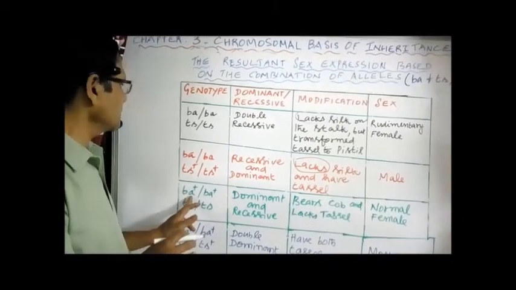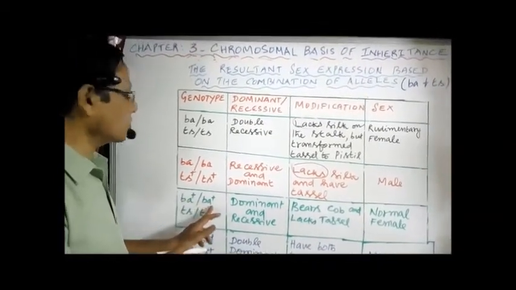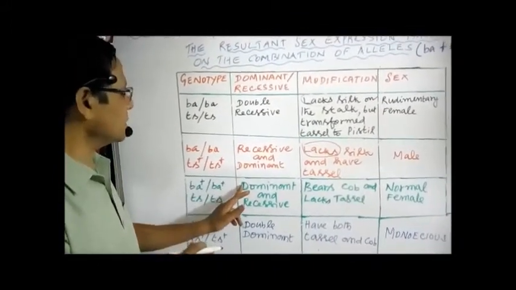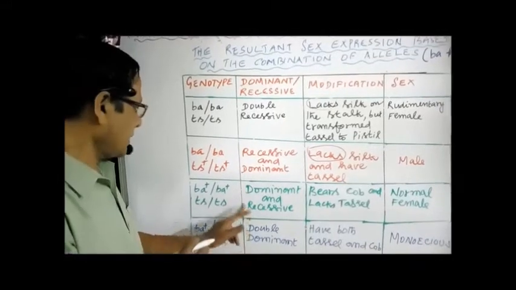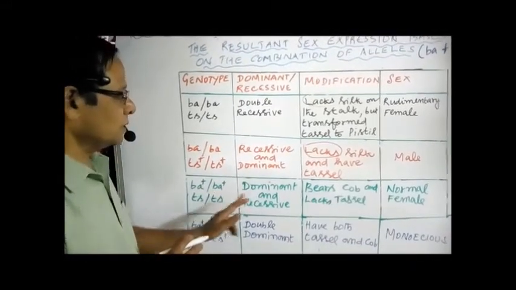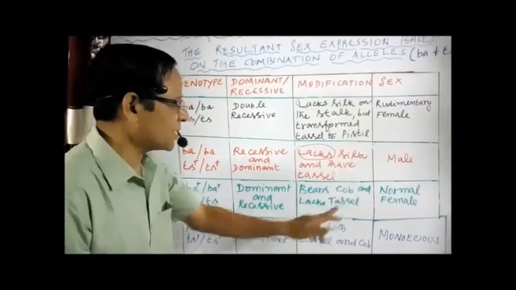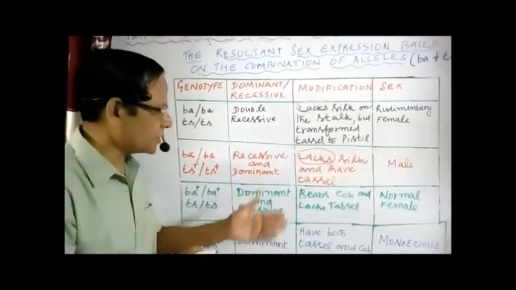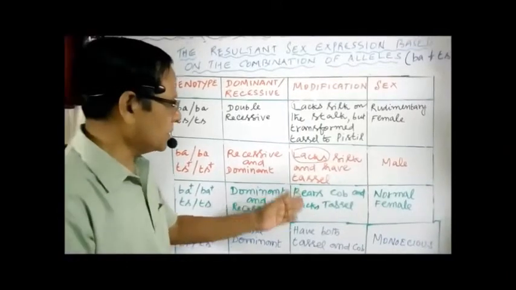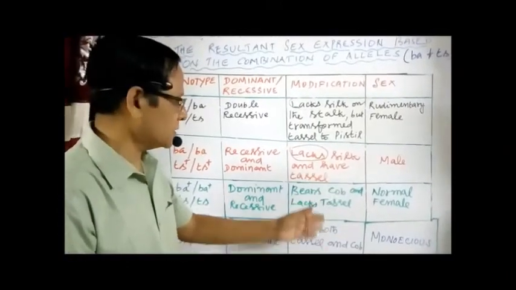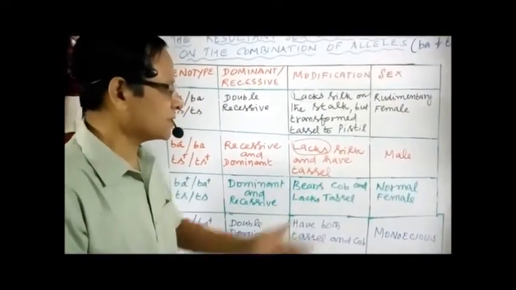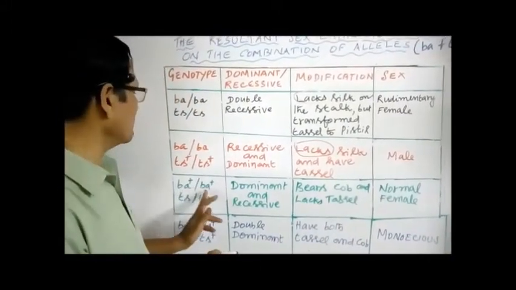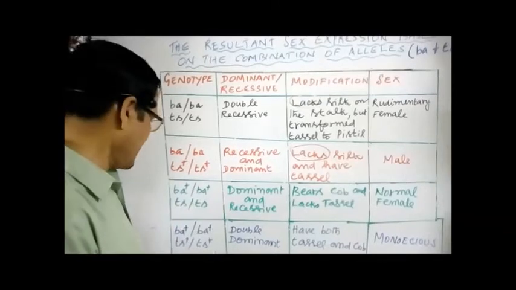Now BA is in dominant form and TS is in recessive form. So the first one is dominant and the second one is recessive. It bears comb and lacks tassel, because BA is responsible for the development of the feminine character. So it bears the comb, that is the ear inflorescence, and lacks tassel. So this is a normal female because of the presence of the dominant gene BA.